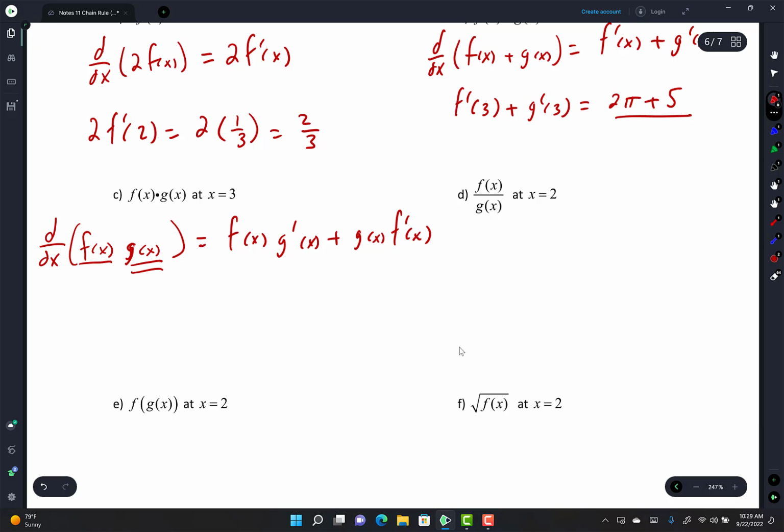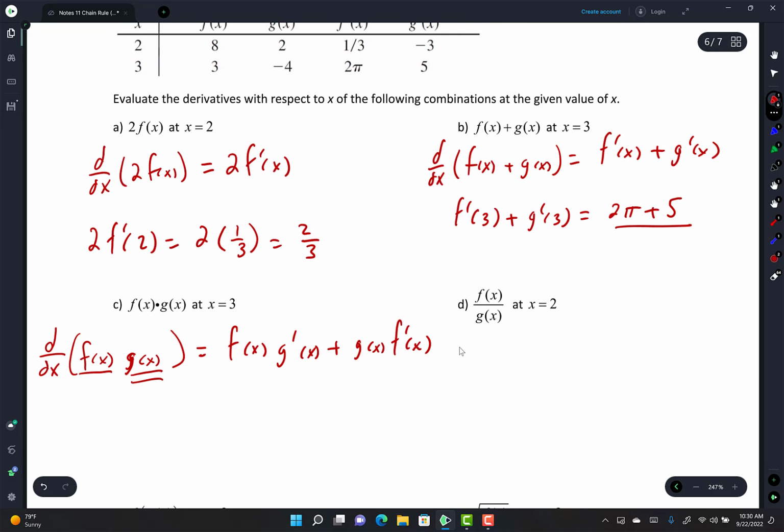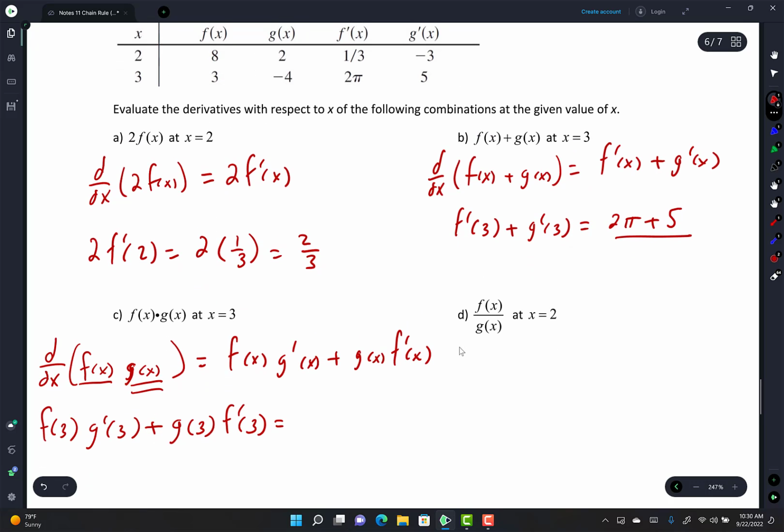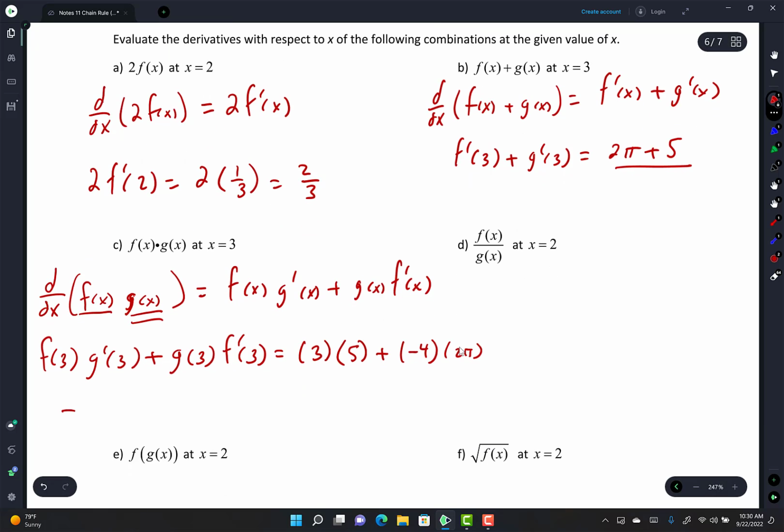That's my derivative. And now I'm just going to plug in. f of 3, g prime of 3, plus g of 3, f prime of 3. That equals, what's f of 3? F of 3 is 3. G prime of 3 is 5. Plus g of 3 is negative 4. And f prime of 3 is 2 pi. My final answer is 15 minus 8 pi. I'll wait for you guys to.